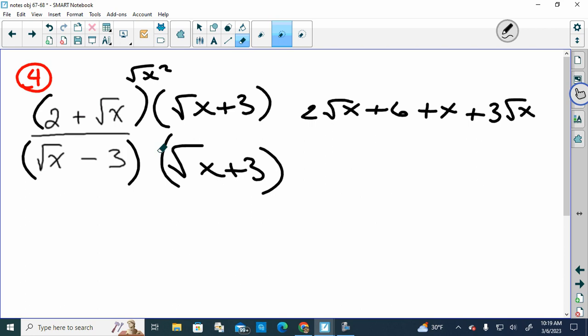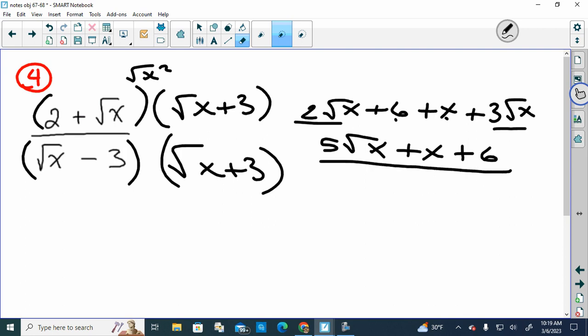Okay, any like terms? Yes. So this one and this one are like terms. So that's going to give me 5 rad x. This one doesn't have another one, so we just leave it as x. That one doesn't have another one. So I got my numerator simplified, which is kind of what we just took a test on.